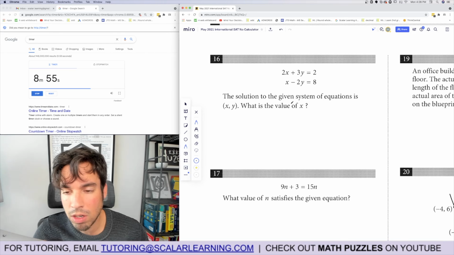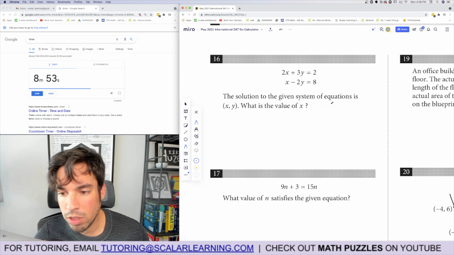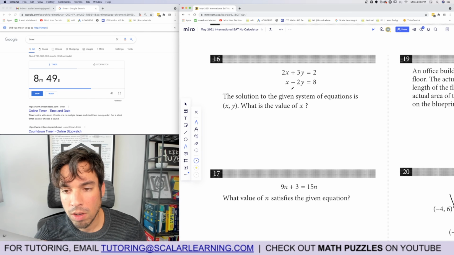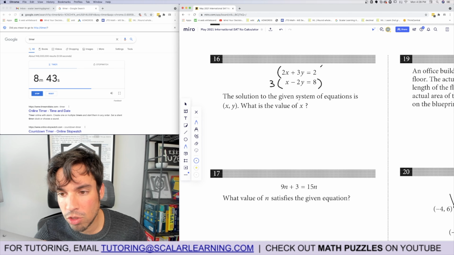Free response, 9 minutes to go. The solution to the given equations is (x, y). What is the value of x? All right. I am solving for x, so let's get rid of the y's. So I'm going to multiply the bottom one by 3, the top one by 2.